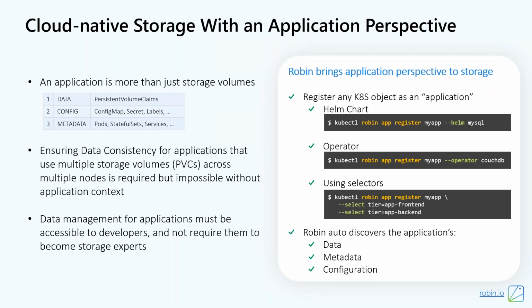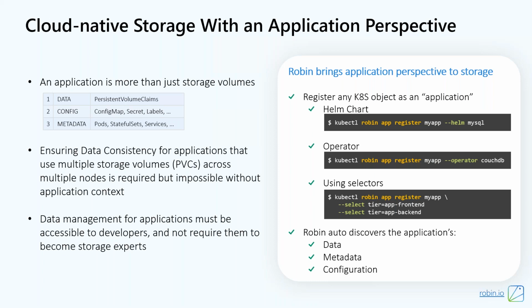So once again, Robin simplifies this by creating a single entity out of all of these moving components on Kubernetes, right? So when you register an application with Kubernetes or with Robin, it understands all of the components related to that application, and it will give you a simple, wrapped entity that you can move around, or you can perform data management operations on.